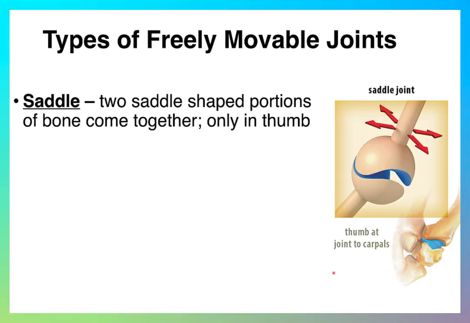The next one is the saddle joint. There's only one saddle joint in the body, and that's the saddle joint in the thumb on each hand. This is when the two bones are shaped like saddles, and they come together and move consistent with that. And you'll notice that your thumb has a significant and extreme range of motion.